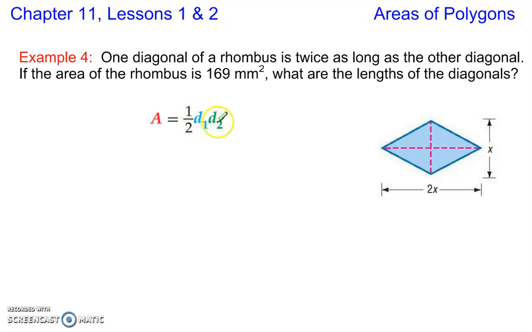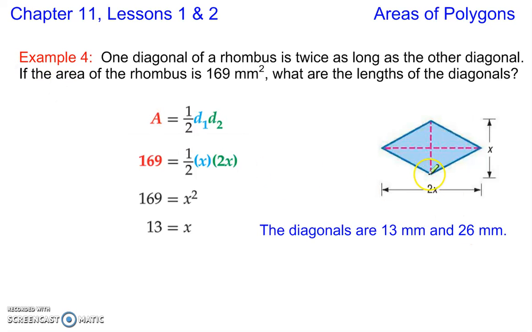All right, we know it's half of the product of the diagonals. So one diagonal is twice as long as the other. We'll call one x, the other one 2x, because it's twice as long. 1/2 times 2 cancels out, so we just have x times x, and that gives us x squared. That is 169. Find the square root of that, and that is 13. So x is 13. Multiply that by 2 to get the long diagonal, and we get 26 for that one.